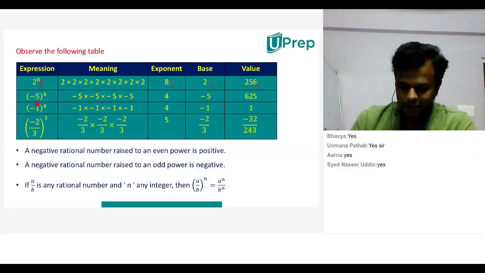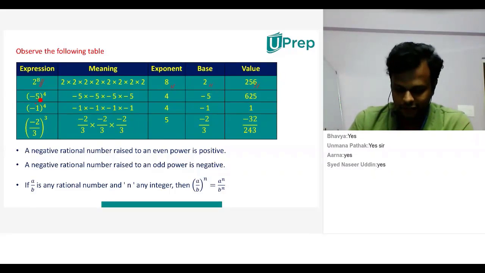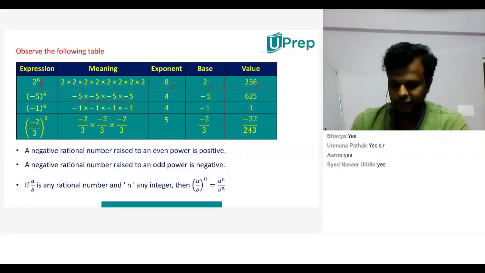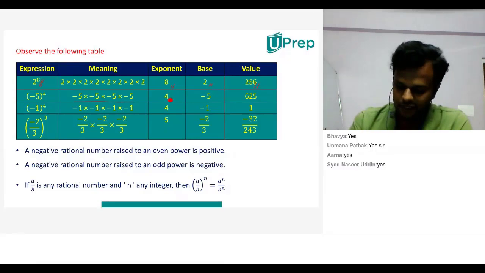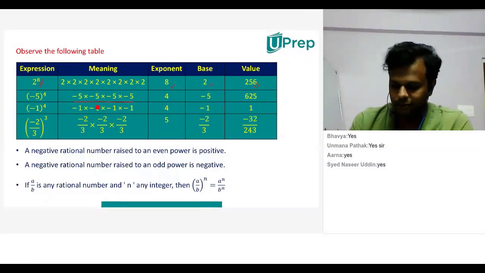And if you see minus 5 to the power 4, that means minus 5 is being multiplied 4 times. If you count here, the number of minus 5s is 4 times. So here the exponent is 4 and the base is minus 5. So minus 5 whole power 4 is 625.